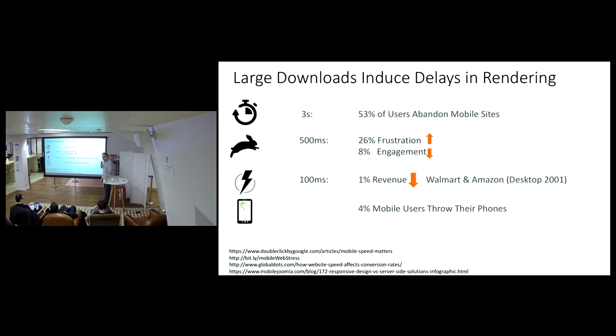Other stats, you may have seen some of these before. Google's found that a 3-second delay causes 53% of people to abandon a mobile website. A half-second delay increases frustration, lowers engagement. These really old studies, both from Amazon and Walmart, found that every 100 milliseconds causes a 1% drop in revenue. But my favorite study is that 4% of mobile users admit to throwing their phones when there's a slow mobile experience.